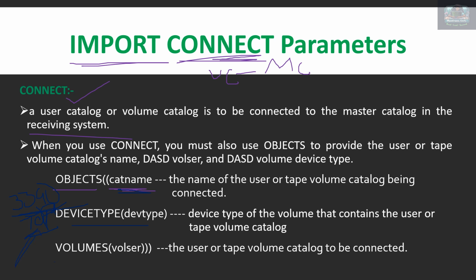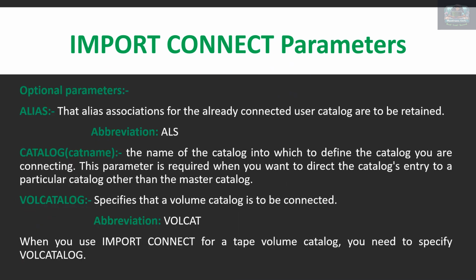Okay, and VOLUMES is a must. You have to know in which volume this particular user catalog is residing. Suppose this user catalog is residing on something like VVV321. You have to specify that here for connecting. The master catalog should know your user catalog's volume and device type.